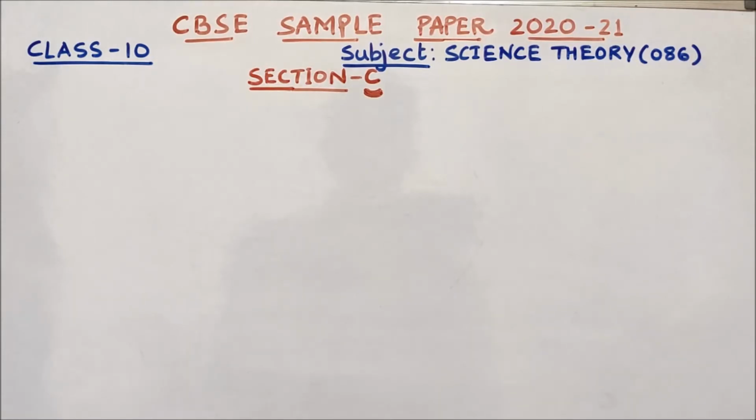In this video, we'll be discussing the questions of physics from the CBSE sample paper, subject Science Theory, subject code 086 for class 10th. We have already discussed the CBSE sample paper for subject Science. We have dealt with questions of physics in section A, section B, and now it is section C.